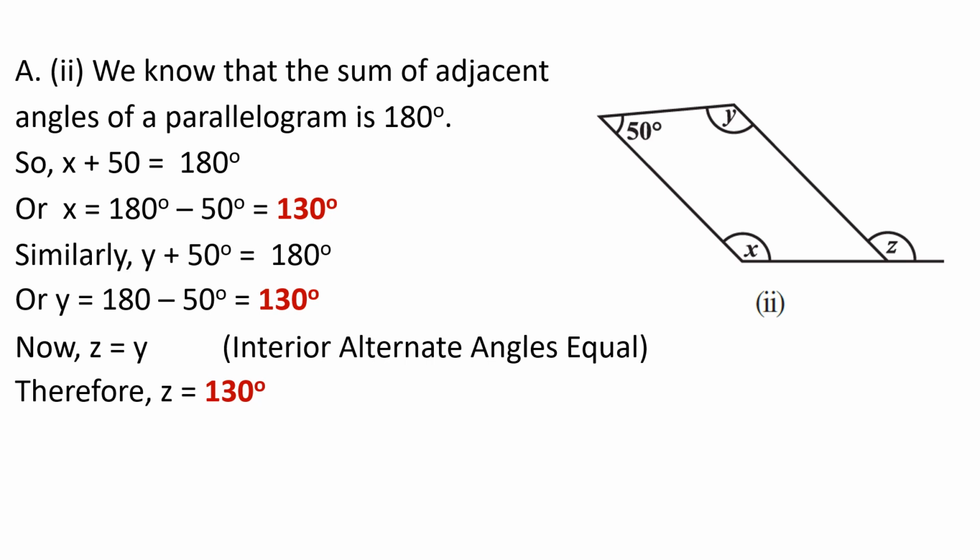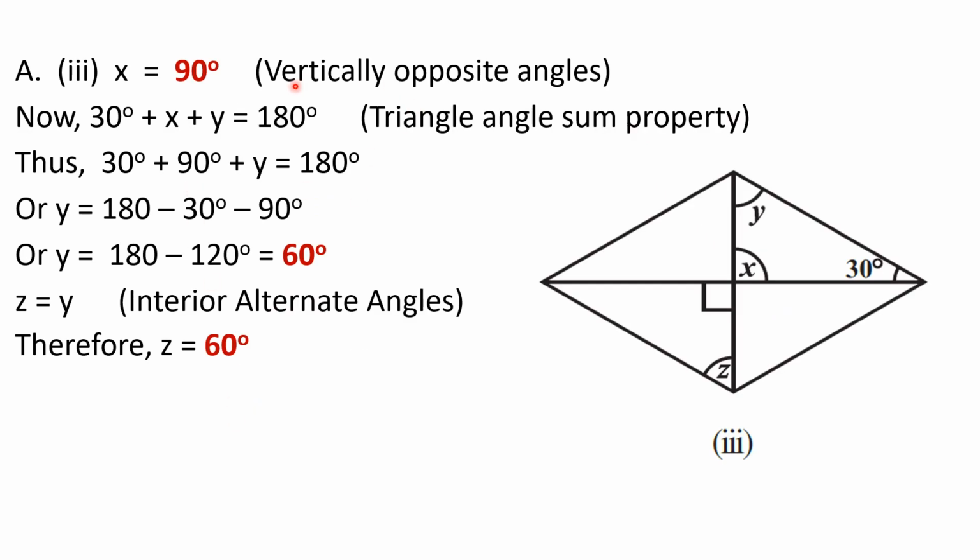Next, part number 3. Very interesting now. So we have a parallelogram like this, and these diagonals are intersecting each other at right angles. So from here we can easily judge that this parallelogram is a rhombus, because in a rhombus the diagonals bisect each other perpendicularly. So this sign is indicative of a 90-degree angle and it is opposite to x. So x is equal to, straight away we get the answer, 90 degrees, vertically opposite angles.